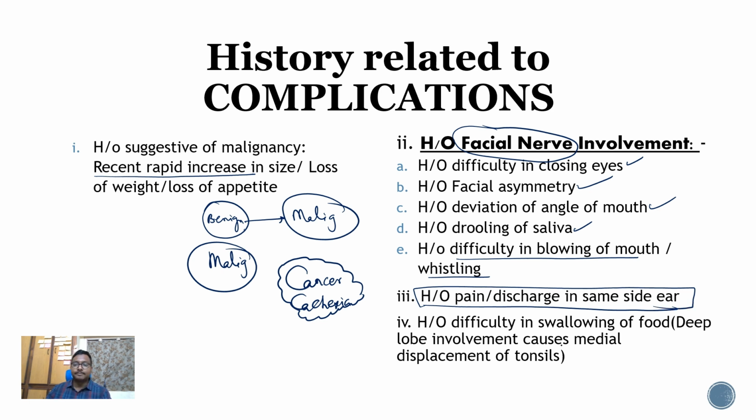Okay, right. Next, whether there is any history of difficulty in swallowing of food. Usually, whenever there is deep lobe involvement of the parotid gland, it will displace the tonsils. So tonsils will be displaced medially. So patient may have a little bit of difficulty in swallowing the food. Okay, right. Next.